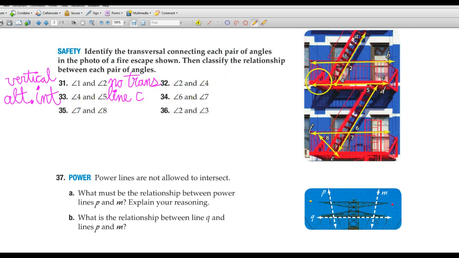And one more, number 35, 7 and 8. Okay, we want the line that makes contact with both of those angles, so that would be this line, which is line F, our transversal. And those two angles lie on the same side of line F, and they're in corresponding locations. So we are to the right of line E for 8, and we're to the right of line D for 7. Those are corresponding angles.